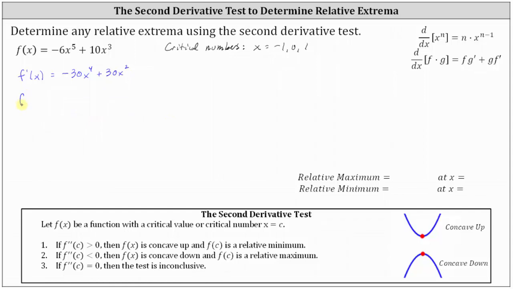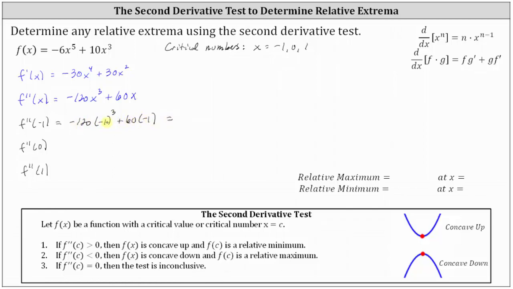The second derivative is equal to the derivative of the first derivative, or the derivative of negative 30x to the fourth plus 30x squared, which is negative 120x cubed plus 60x. Again, now we need to determine the sign of the second derivative at the 3 critical numbers. We need to determine the sign of f double prime of negative 1, f double prime of 0, and f double prime of 1. F double prime of negative 1 is equal to negative 120 times the cube of negative 1 plus 60 times negative 1.